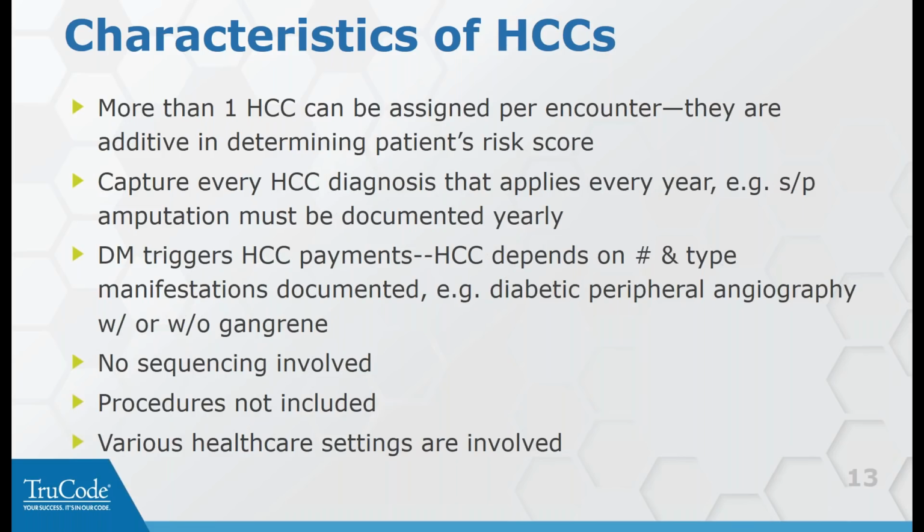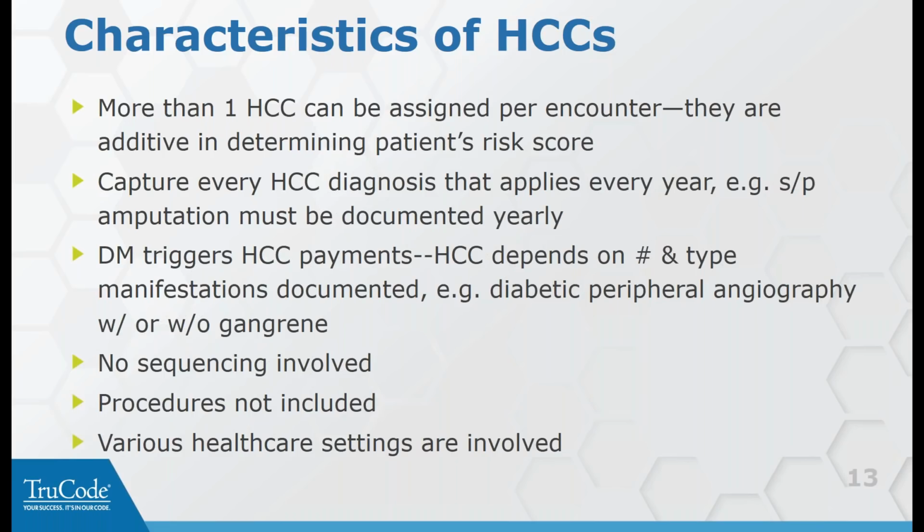So it's important that you capture every HCC diagnosis that applies every single year. And that's the thing that we have to be aware of with HCCs that's different than the MSDRG system in that they are looking back for 12 months and they're recalculating a new score for each upcoming year. And so if you had something documented last year that counts, like this status post-amputation that's listed here, it has to continue to be documented in the upcoming year in order for you to get credit for that in the patient's risk factor score. So that's something that we're all going to have to kind of get used to.